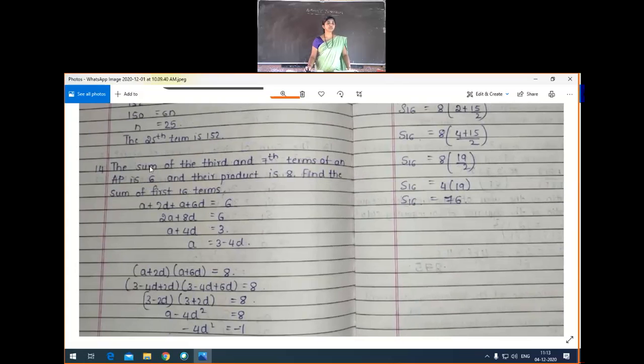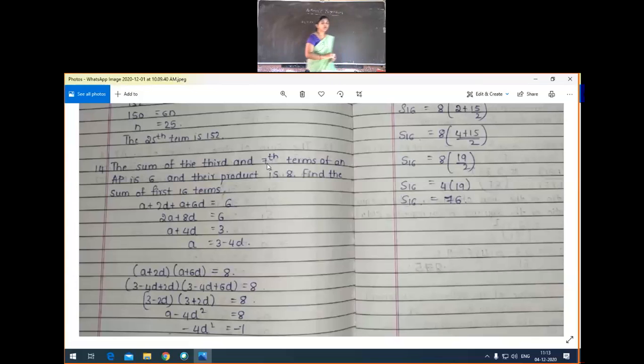Okay. Yes. Now the last question of this arithmetic progression. The sum of the third and seventh terms of an AP is 6. It is also a very simple problem only. Sum of the third and seventh term. Third term is A3. Seventh term is A7. See here. A3 plus A7 is equal to 6.